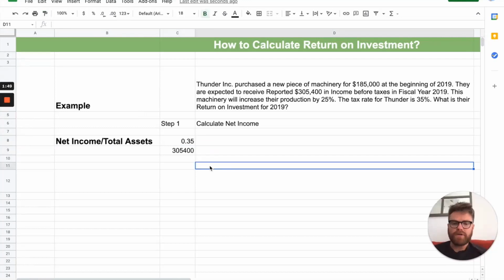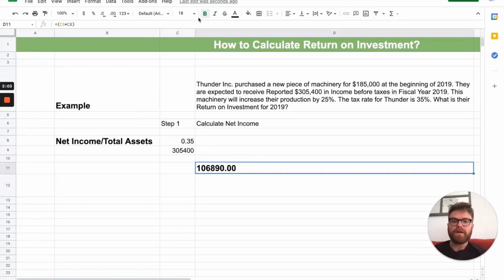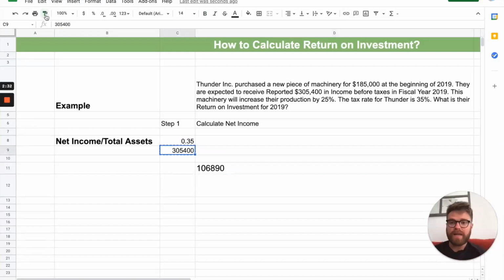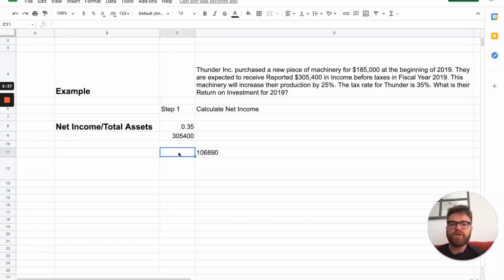Let me show you. So one way to do it is you do a formula. You take your income before taxes and you multiply it times the tax rate. So $305,400 times 35%. And you get this number here, $106,890. So that is your income tax, the amount of tax on your income. That's just how much your income tax was.